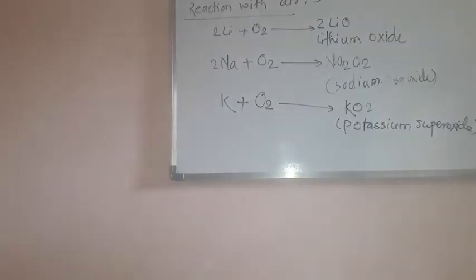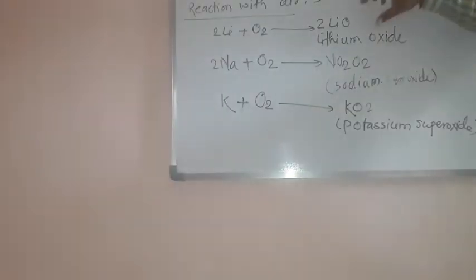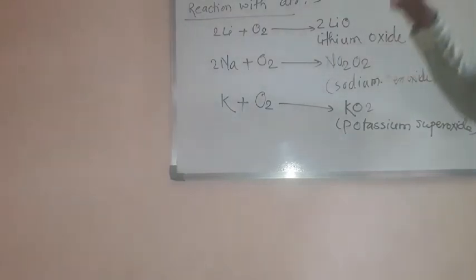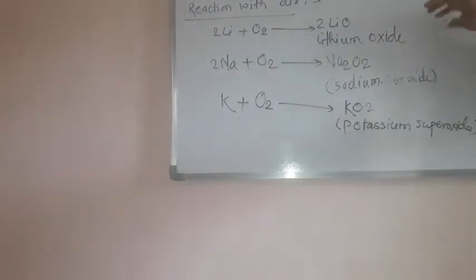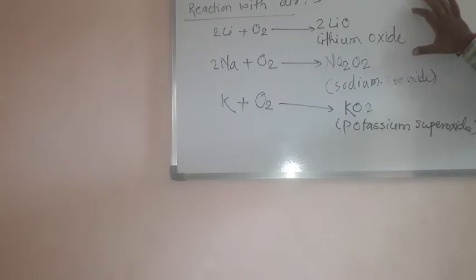The oxides formed when group first metals are treated with oxygen are strongly basic in nature. It means that lithium oxide, sodium peroxide, and potassium superoxide are basic in nature, not acidic.